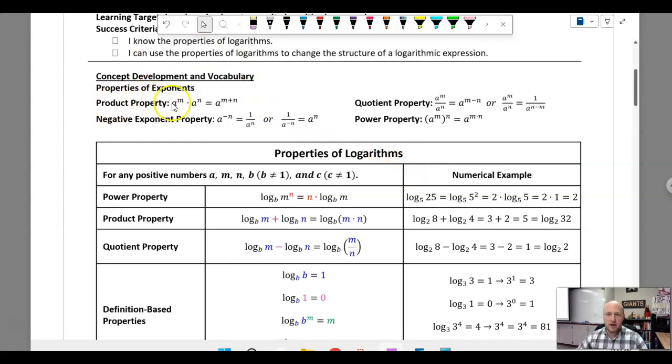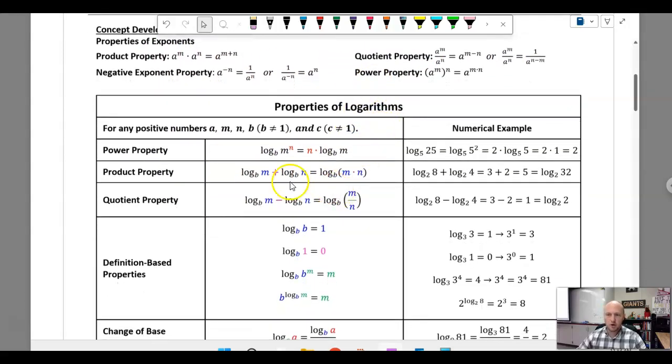Here we have the product property. For exponents, if you're multiplying, you're going to go ahead and add those powers. For the quotient property, if you're dividing, you subtract those powers. And so I want you to see that connection along with the properties of logarithms, where we have the product property. If I'm adding logarithms, then we multiply the arguments. Oh, it's almost like they're switched or the inverse of each other. Okay, and for quotient, if I'm subtracting two logarithms, we end up dividing those arguments. So there is a connection there.